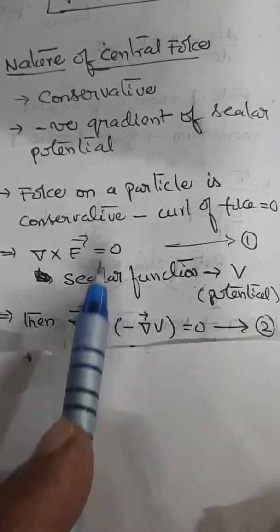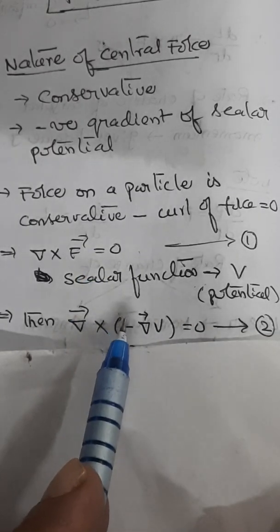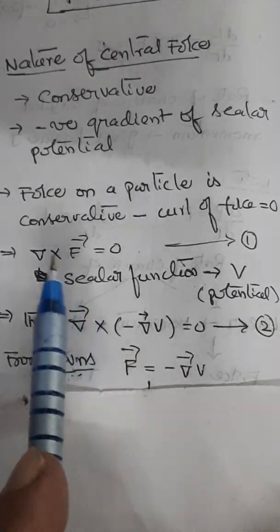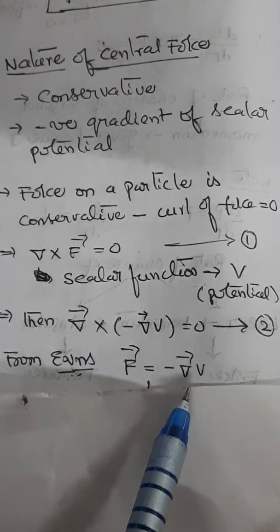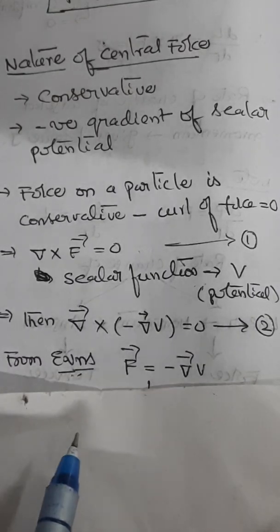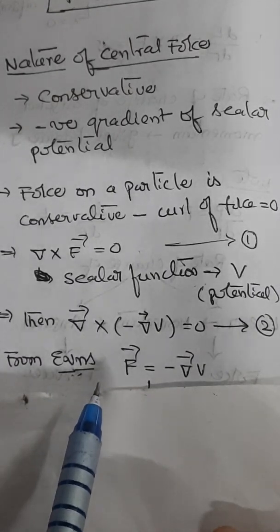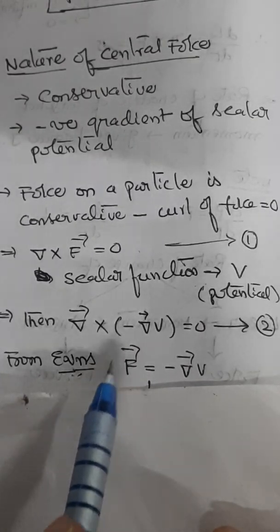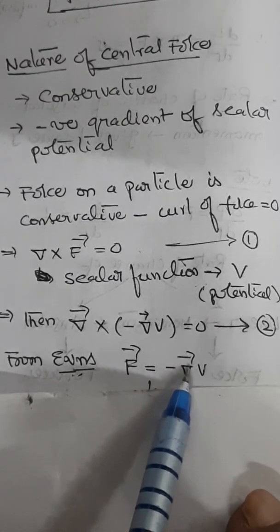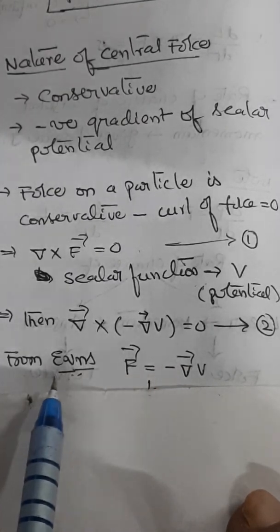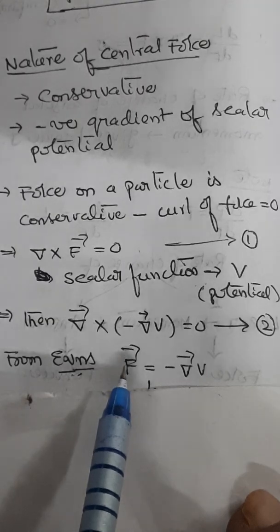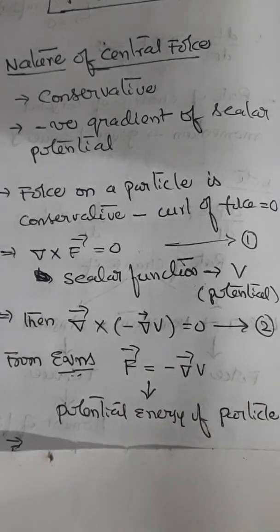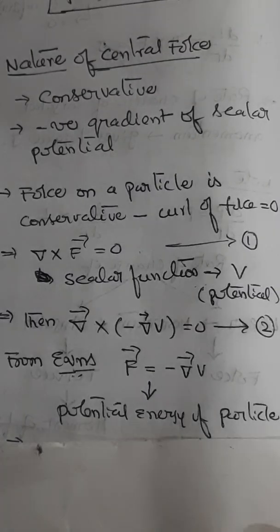So from these two equations, we can say F is equal to minus del V. That is, the force acting on the particle is a conservative force when it is given by the gradient of a scalar function V. This is the gradient of a scalar function V. This scalar function is what is known as the potential energy of the particle.